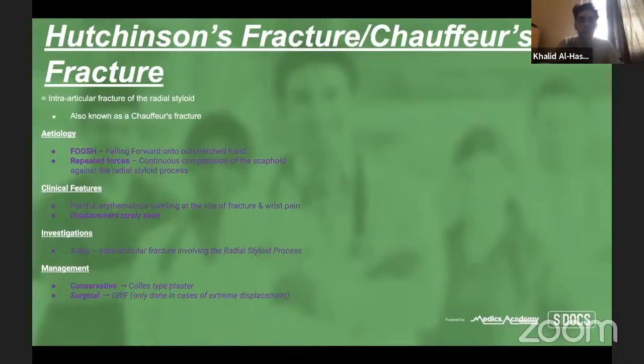The investigations, we would have an X-ray again. And the management, we would tend to go for either conservative, because there isn't that much displacement, as mentioned prior. So therefore we could go for a Colles type plaster, or surgical. If there is massive displacement, only cases of extreme displacement, then we would opt for ORIF.